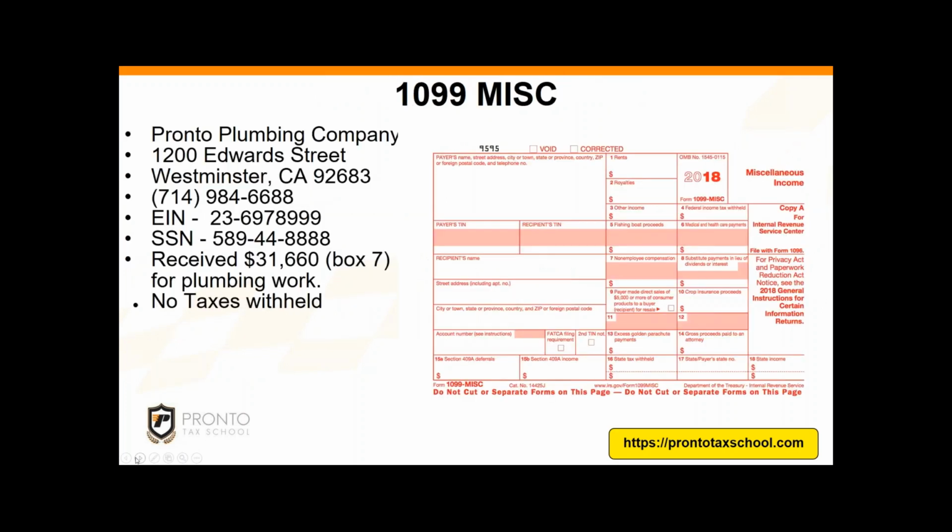So he received a 1099 miscellaneous. It was from Pronto Plumbing Company, which is on 1200 Edward Street in Westminster. There's their telephone number, EIN number, social security number of Gary, and he received $31,660, which is in box 7, non-employee compensation for his plumbing work. There were no taxes withheld whatsoever.